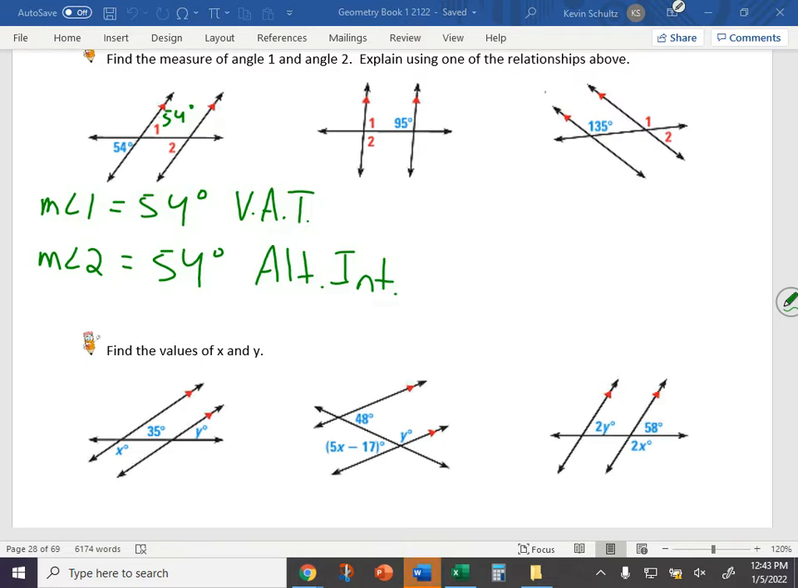Going from angle 1, because of alternate interior angles, we know that angle 2 also has to be 54 degrees. If we didn't know angle 1, what's another way that we could prove that angle 2 is 54 degrees? Another corresponding. It corresponds with our given angle, right? You see what I mean?